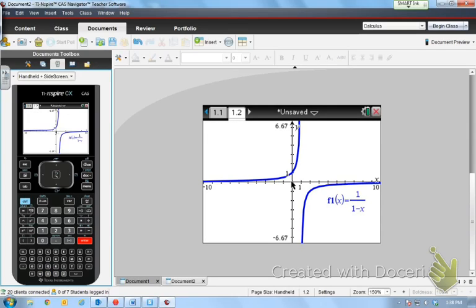Get a new calculator page, or hit Doc B if you're in Scratchpad and it'll clear it. Okay, so you're going to try and pick a second function.